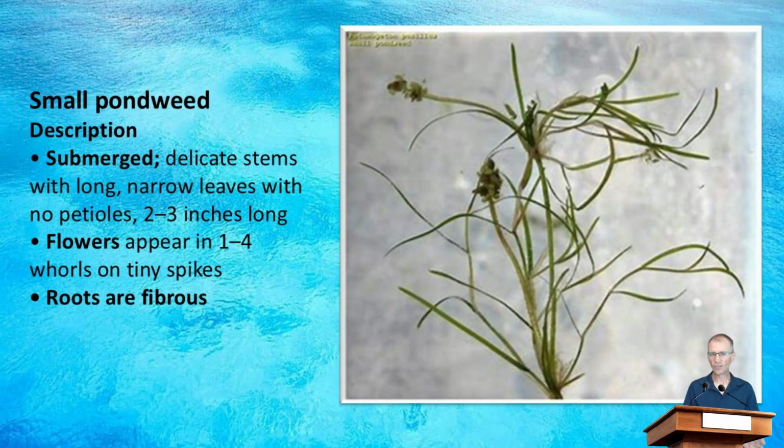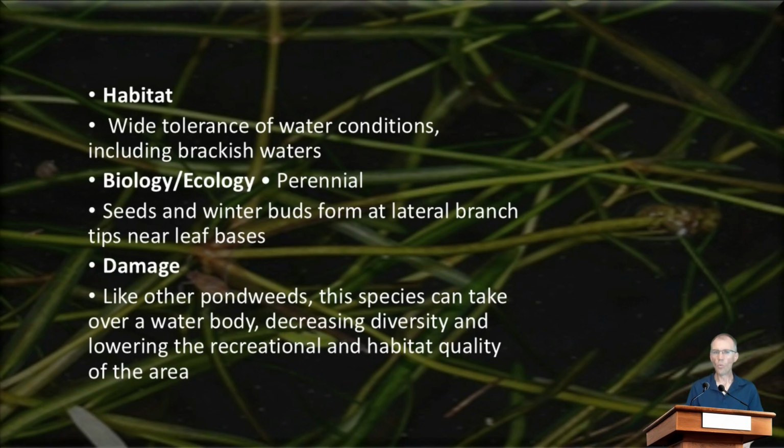Small pondweed. Description: submerged, delicate stems with long, narrow leaves with no petioles, 2 to 3 inches long. Flowers appear in 1 to 4 whorls on tiny spikes. Roots are fibrous. Habitat: wide tolerance of water conditions, including brackish waters. Biology and ecology: perennial. Seeds and winter buds form at lateral branch tips near leaf bases.